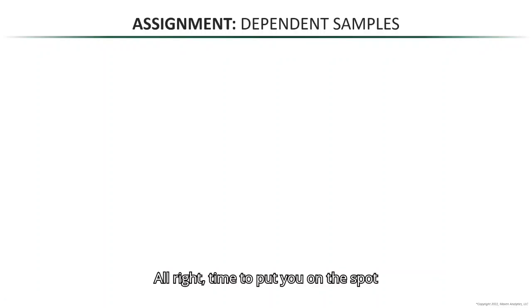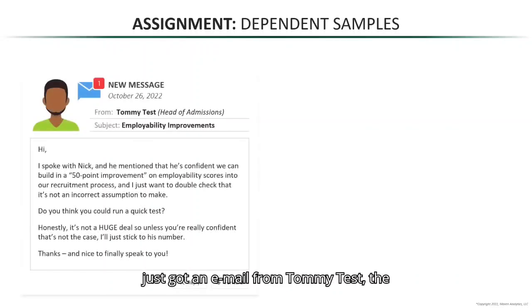Alright, time to put you on the spot with an assignment on hypothesis tests with dependent samples. We just got an email from Tommy Test, the head of admissions, so let's see what he has to say on employability improvements. Hi, I spoke with Nick and he mentioned that he's confident that we can build in a 50-point improvement on employability scores into our recruitment process. And I just want to double check that it's not an incorrect assumption to make. Do you think you could run a quick test? Honestly, it's not a huge deal. So unless you're really confident that it's not the case, I'll just stick to his number. Thanks and nice to finally speak to you.